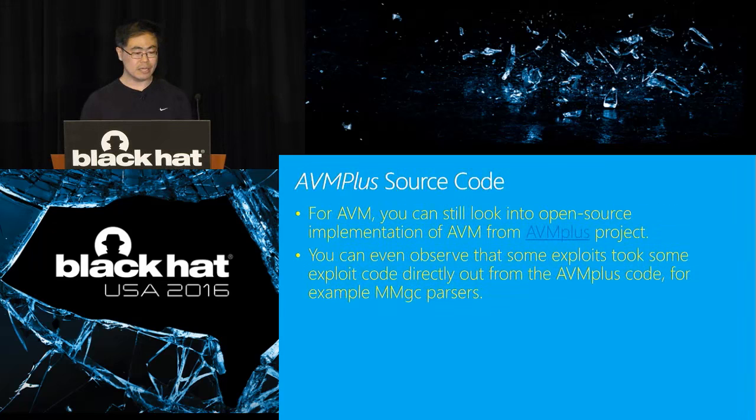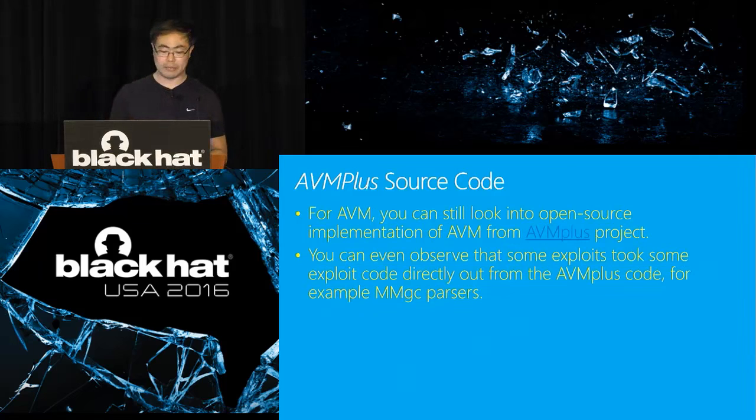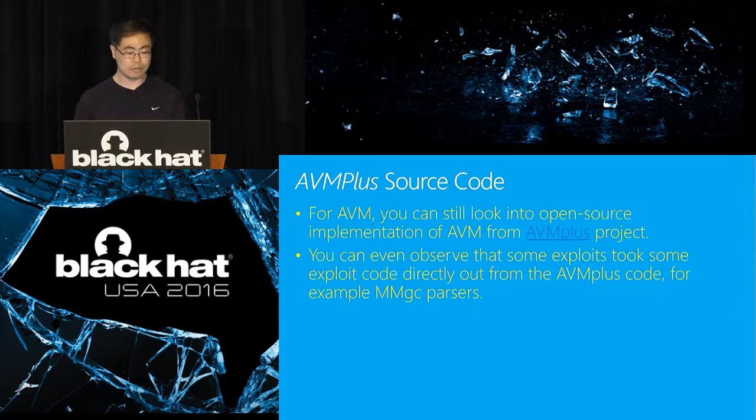The other very helpful resource is the AVM Plus source code. It's on GitHub. Adobe kindly shared their AVM Plus virtual machine source code there. It's 2 or 3 years old, but a lot of the internal structures are there, and it can be a really good reference when you are reverse engineering exploits.